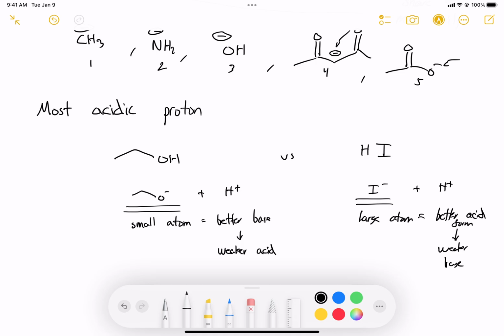So if you have a larger atom, the electron's more stable because it's stabilized by the large size of the atom. I can't think of a good example off the top of my head, but iodide is a weak base. If you think of it in terms of electronegativity, the more electronegative something is, the more it wants to attract other electrons to itself to form a chemical bond.